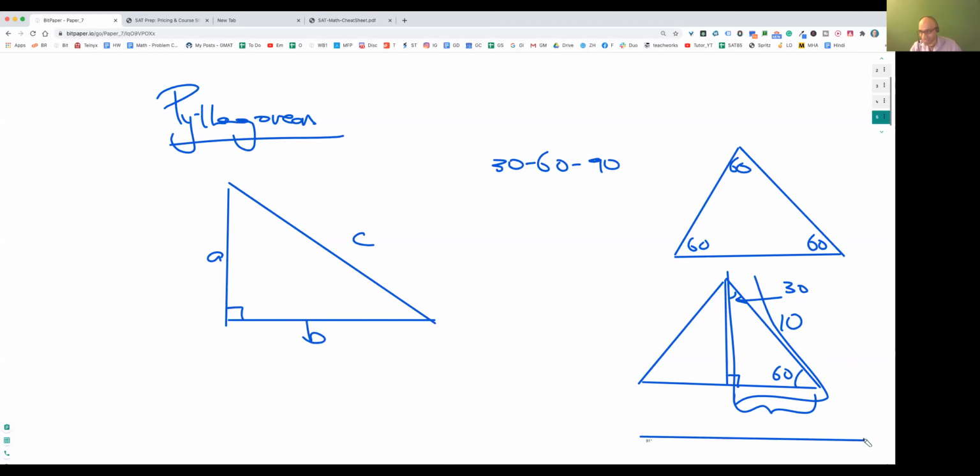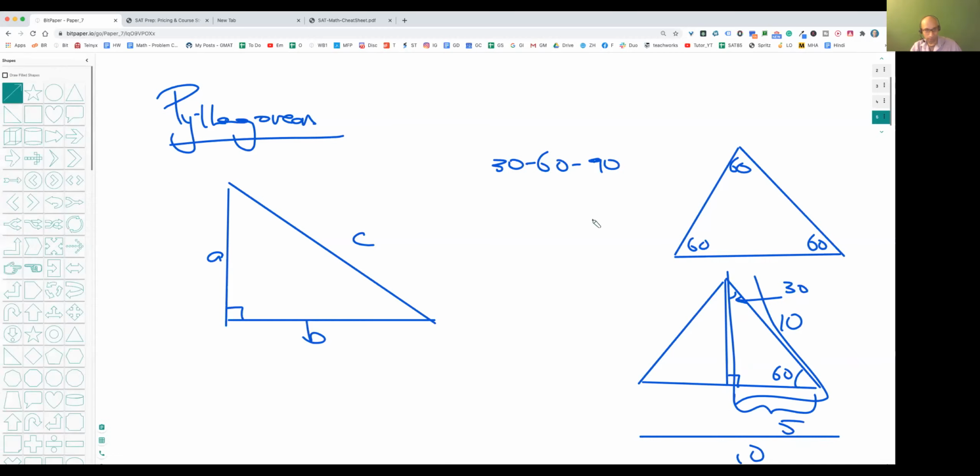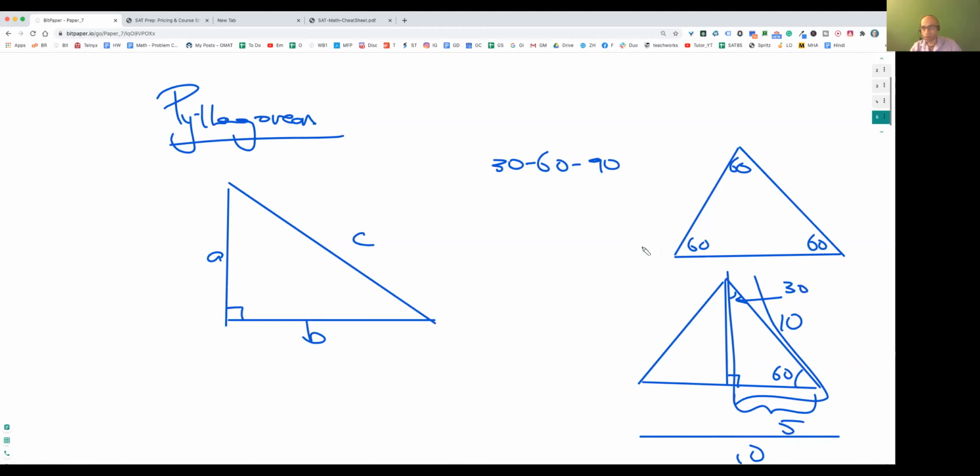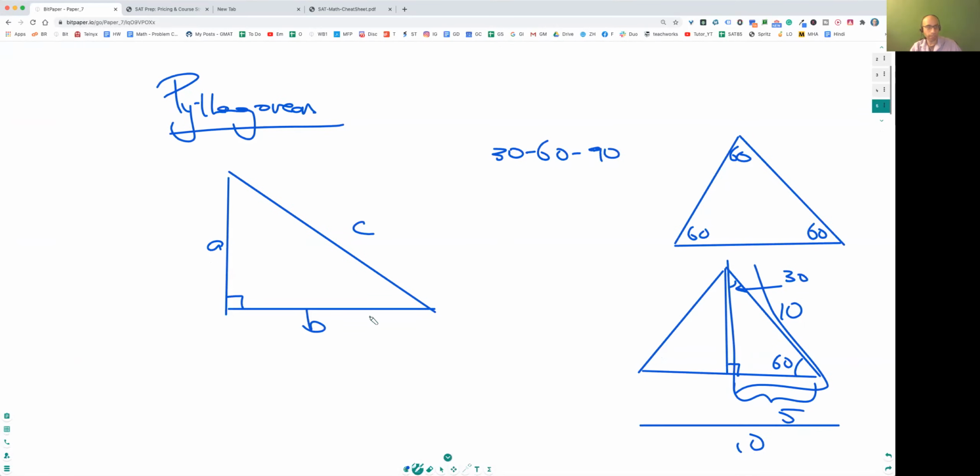Remember, this is 10, and you're cutting it into half, so this has got to be 5. This guy's 5. Perfect. So I think you know this. Now, remember, this is a 30, 60, 90 triangle, guys. I've run out of space here. Let me move it. Let me actually use a different ink for you.